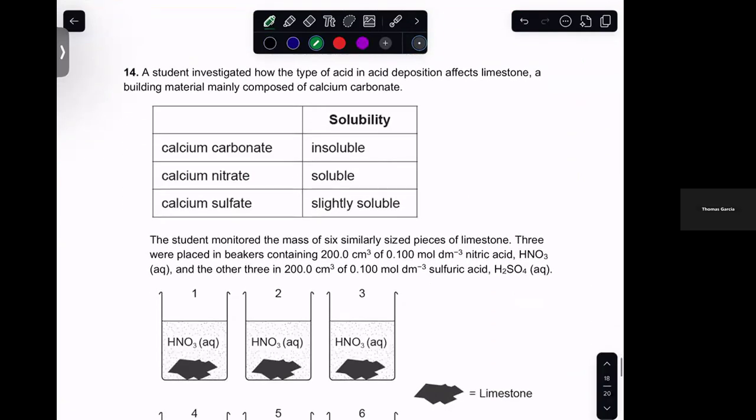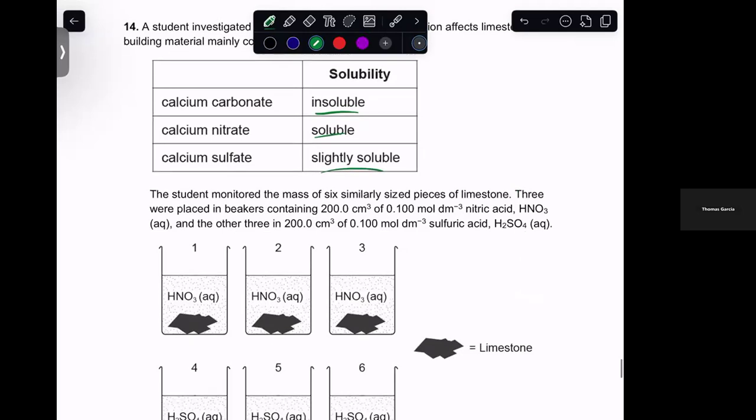14. This is our long answer one, multiple parts to it. A student investigated how the type of acid in deposition affects limestone, a building material mainly composed of calcium carbonate. So basically, how does acid rain affect limestone? We notice that it is composed mostly of calcium carbonate, which is insoluble. Then we know that calcium nitrate is soluble and calcium sulfate is also a little soluble. So those are going to come in handy when we're talking about this.